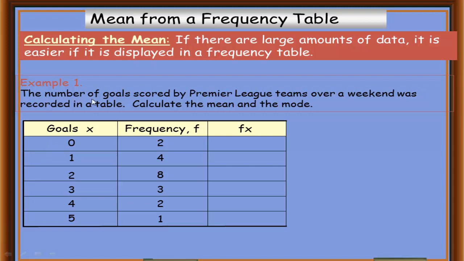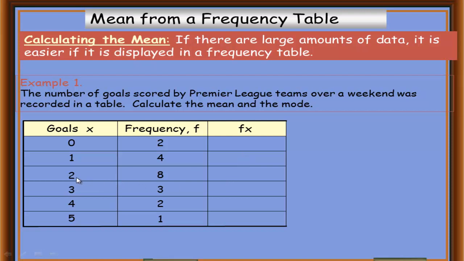The number of goals scored by Premier League teams over a weekend was recorded in a table. These are the number of goals scored. Then calculate the mean and the mode. Number of goals for the first team is 0 and frequency is twice. Therefore here the frequency will be 0. The second team scored 1 goal and frequency is 4 times. Therefore 4 times 1 will be 4.